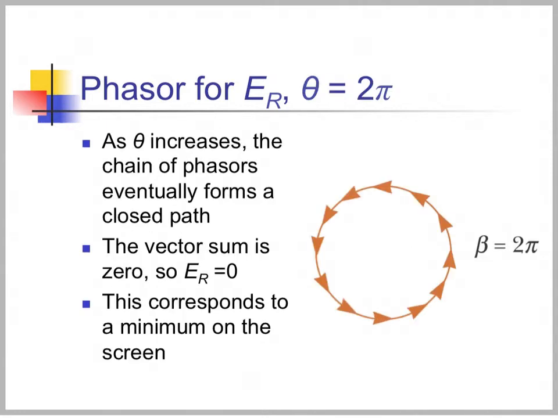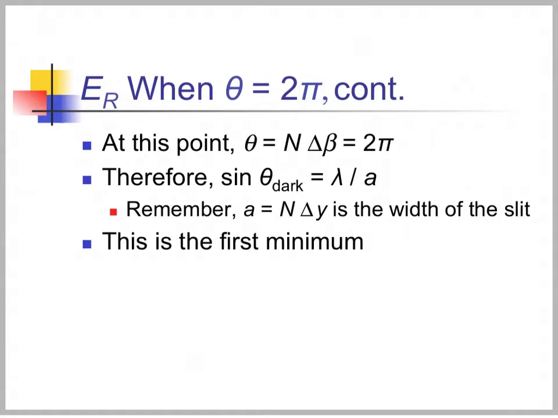Now, as theta increases, the chain of phasors eventually is going to form a closed path. The vector sum is 0, so E_R is 0. This is going to correspond to a minimum on the screen when beta is equal to 2 pi. At this point, 2 pi is a sine theta over lambda, so therefore sine theta dark is lambda over a. And remember, a is delta y, the width of the slit. So that's the first minimum, which is what we had before.